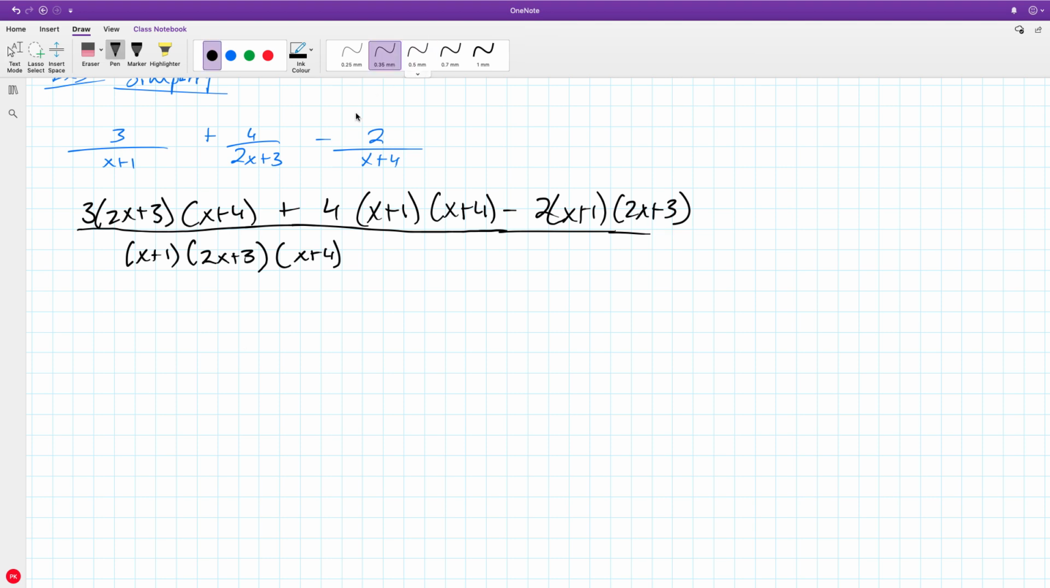Which one? Oh, right. I took down the wrong one. That should be x plus 2, should it? It will make a difference. X plus 2. Anywhere there is an x plus 4, put an x plus 2.